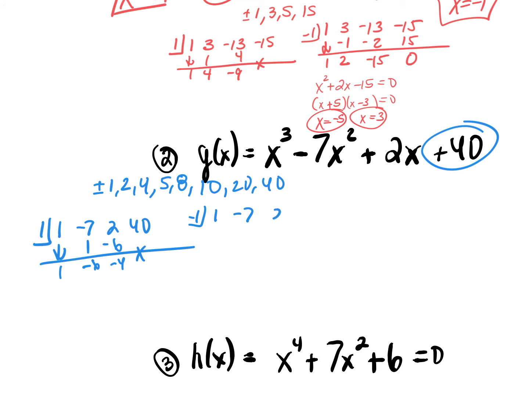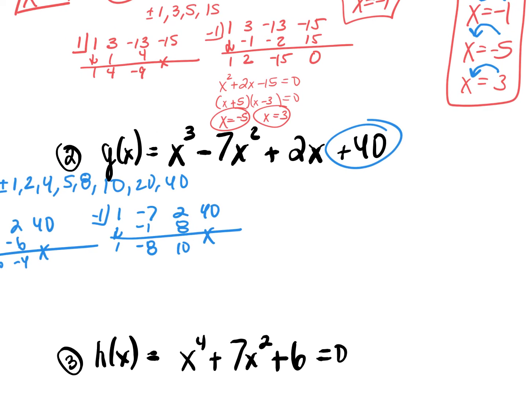1, negative 7, 2, and 40. 1 times negative 1 is negative 1. Negative 7 and negative 1 is negative 8, right? Negative 8 times negative 1 is 8. 8 and 2 is 10. Is this one going to work? No. Okay, let's go to 2. 1, negative 7, 2, and 40. Bring down the 1, so 1 times 2 is 2. Negative 7 and 2 is negative 5. Negative 5 times 2 is negative 10. 2 and negative 10 is negative 8. Negative 8 times 2 is negative 16. Is this going to work? No.